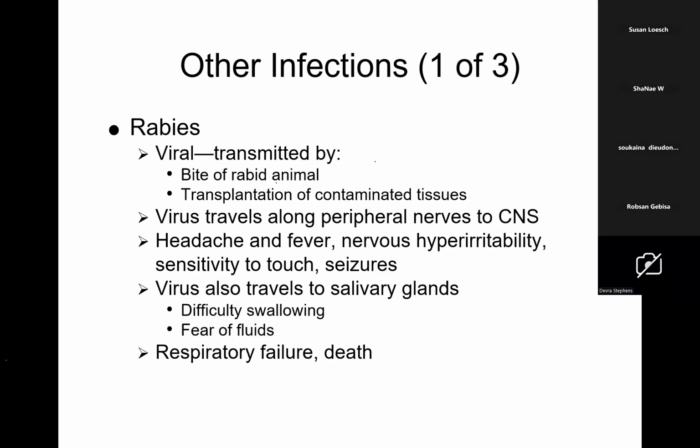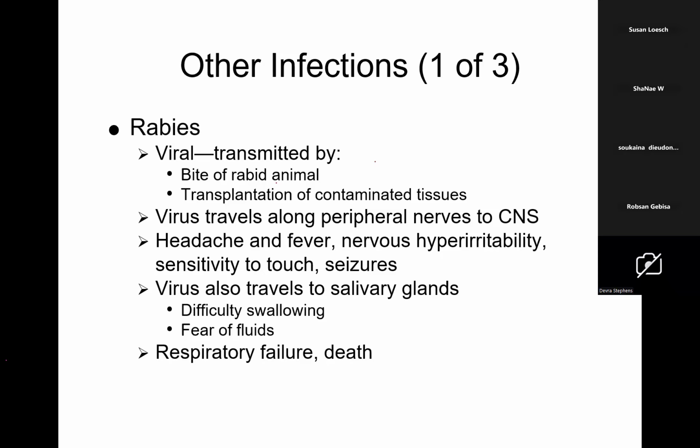into the peripheral nerves where it's going to travel to the central nervous system, and it's going to cause inflammation and necrosis, especially in the brain stem. Okay, brain stem is where your vital life is. The basal ganglia. So these people are going to have headache, fever, hyperirritability.